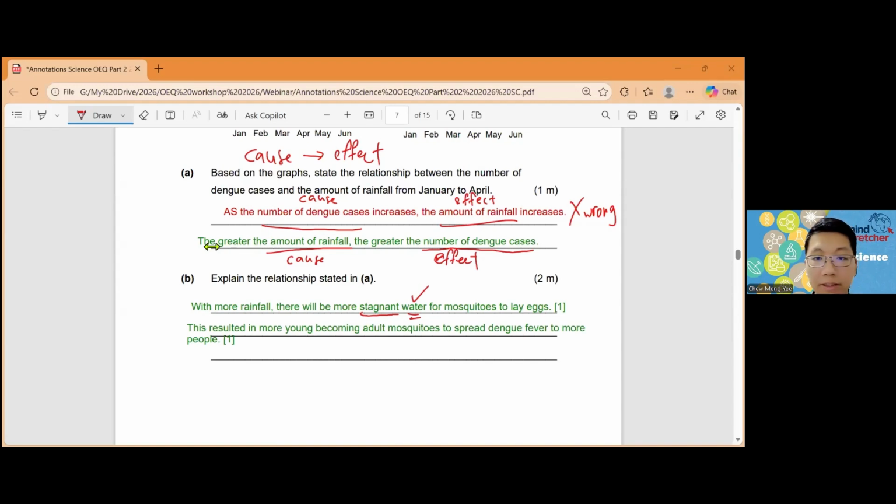No, I think it's fine if it's just water. If just water, it's okay. But yes, technically, they lay eggs in stagnant water. But I don't think that is the main requirement for this answer.